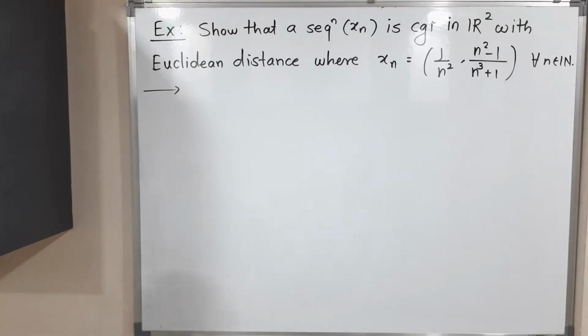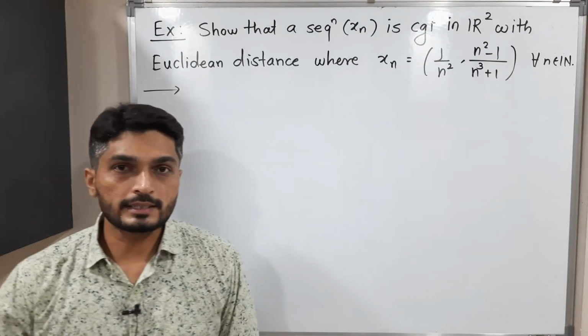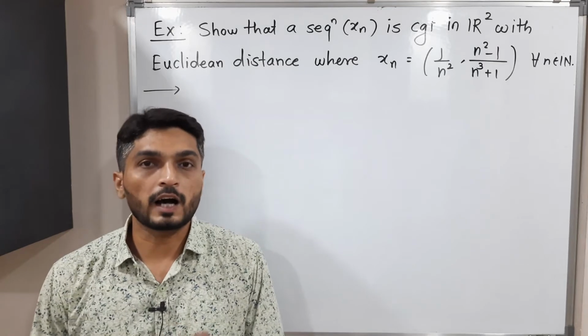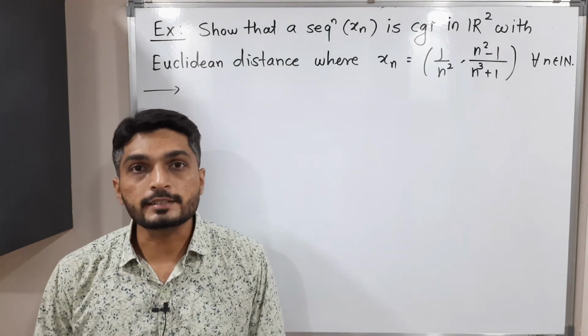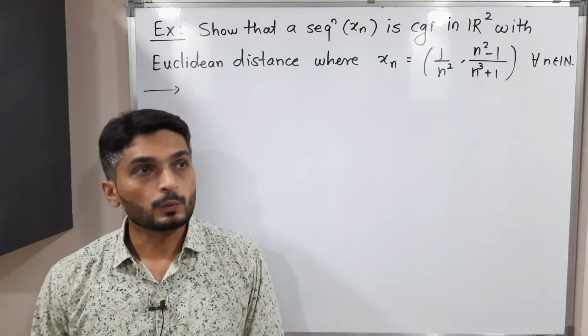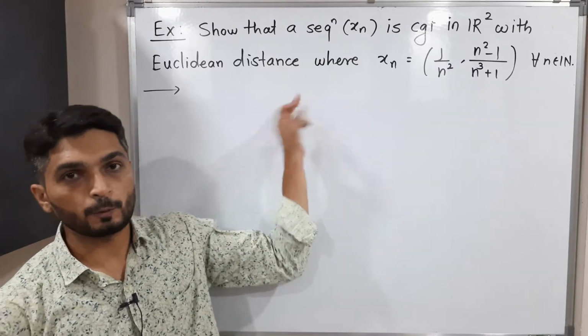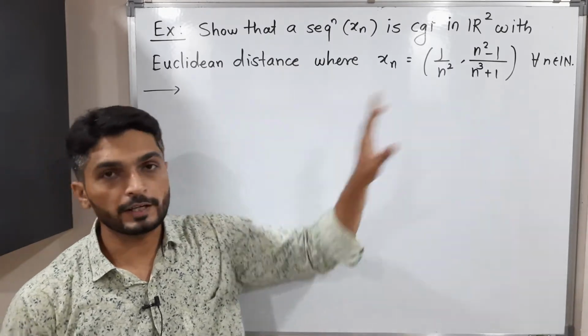Hi everyone, let us discuss this example. In this example, we have a sequence in R2. We have to prove that it is a convergent sequence in R2 with a Euclidean distance. So that sequence xn is defined in this way.